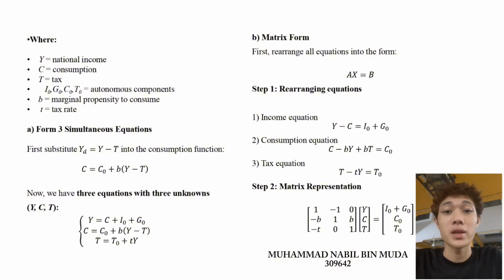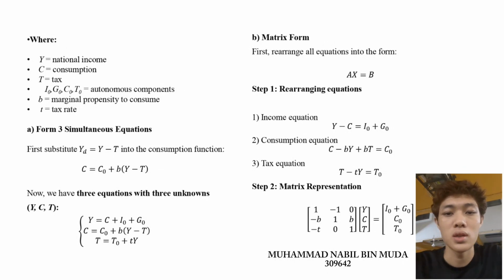Okay, for part A, we are asked to form three simultaneous equations with three endogenous variables, which are Y, C, and T. First, we look at the national income equation. Aggregate income Y is made up of consumption C, autonomous investment I0, and autonomous government spending J0. So the first equation is Y equals C plus I0 plus J0.